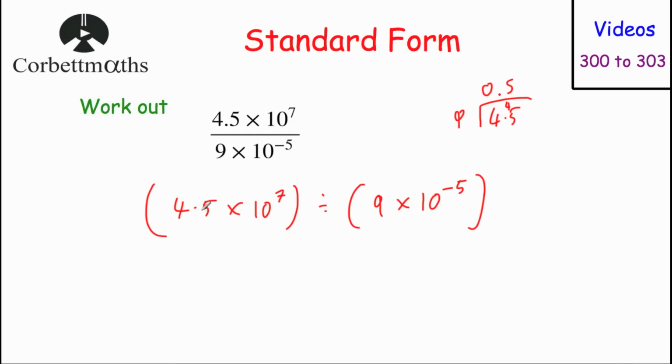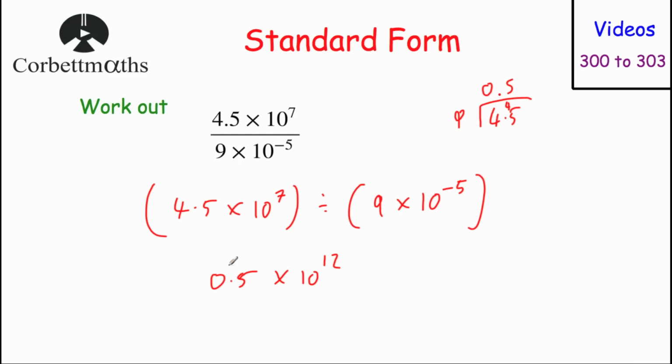So that would be equal to 0.5. So 4.5 divided by 9 is 0.5. Then we've got our multiply by 10 part, so we've got 10 to the power of 7 divided by 10 to the power of negative 5. And remember, whenever we're dividing, we take away the power, so we've got 7 minus 5. And 7 minus 5 would be 12, so we would get 0.5 multiplied by 10 to the power of 12.